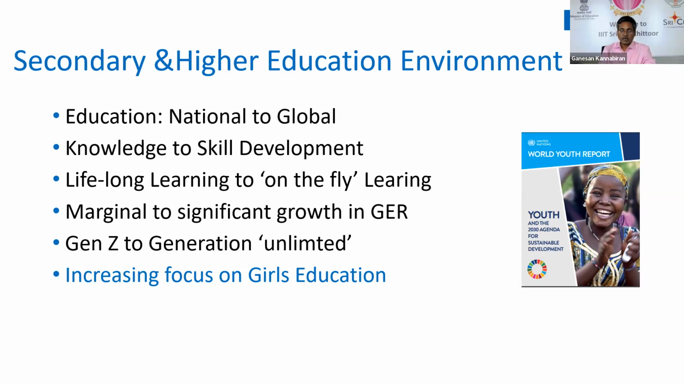And today, what we are seeing is Gen Z, youth, which is now fading away again, and we are going to have a new generation of students who will not be Gen Z, because Z is the last alphabet, so you need to coin a new word for the next generation. But the next generation, in terms of the way they are getting groomed and developed, is going to have unlimited opportunities. According to many studies, I'm just quoting here the World Youth Report of UNESCO, which is talking about increasing focus on girls' education. Next slide, please.